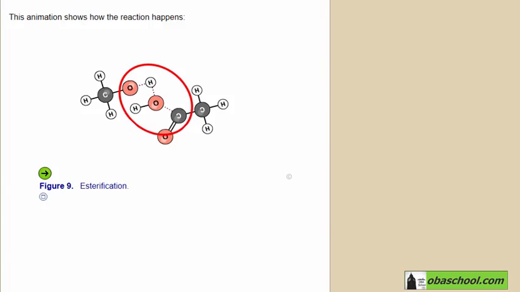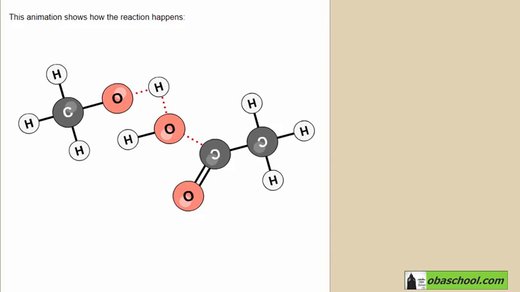Notice these bonds that are highlighted in red, which will be broken. So the carboxylic acid will lose its OH group. This bond over here is broken. The alcohol, which is methanol, will lose the hydrogen of the hydroxyl group. So this bond is broken as well, and a new bond will form between this OH group and this hydrogen atom to produce H2O.